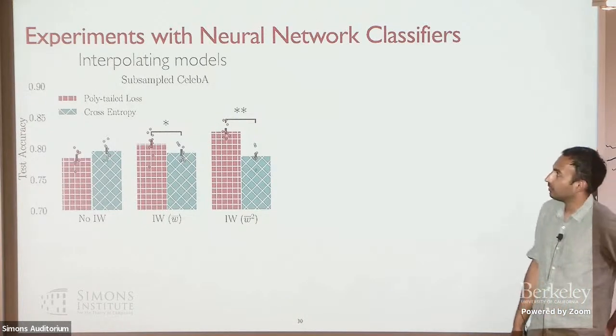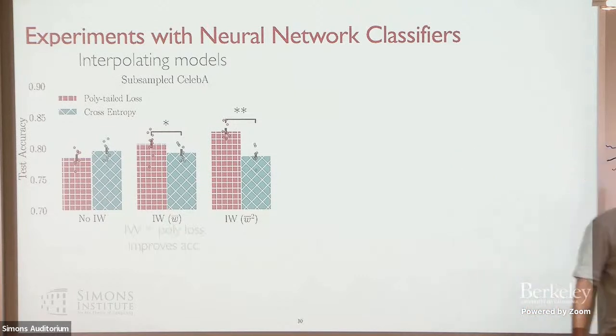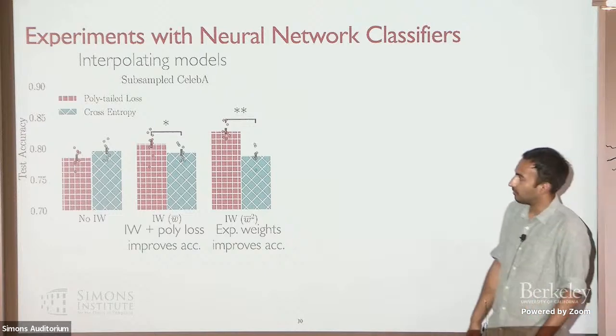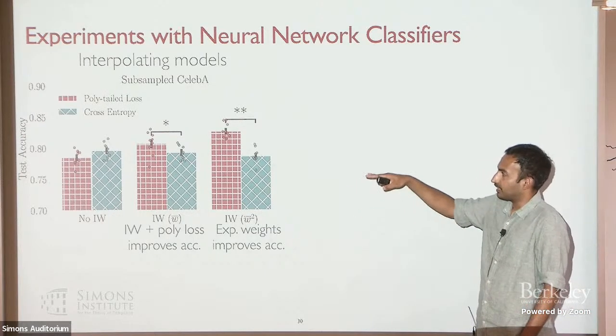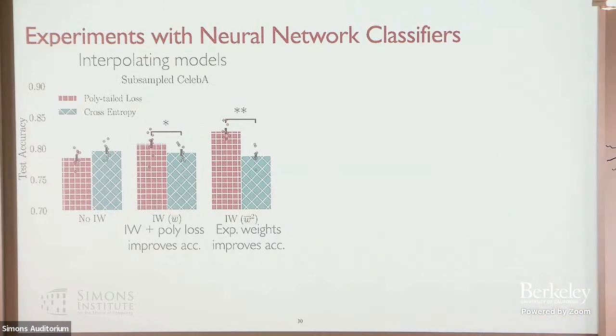Firstly, if you look at interpolating models and we look at the CelebA data set, we see that if you use polynomially-tailed losses compared to the cross-entropy loss, you definitely see gains in accuracy. And secondly, if you exponentiate the weights, you see the gains improve further, even as you start to interpolate the data. Whereas for the cross-entropy loss, the accuracy essentially remains the same, whether you reweight or don't reweight, as theory predicts.